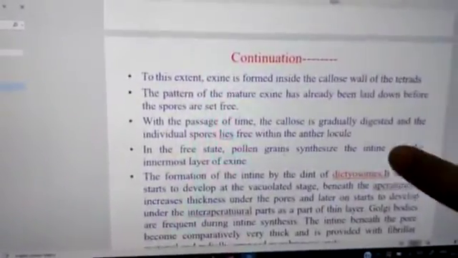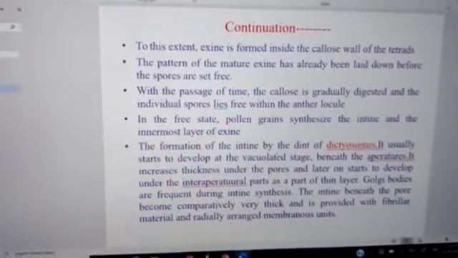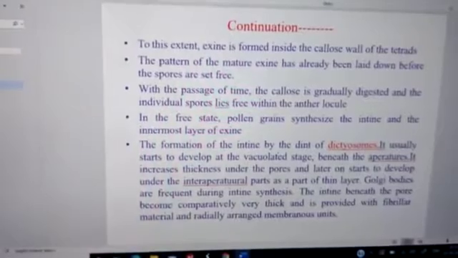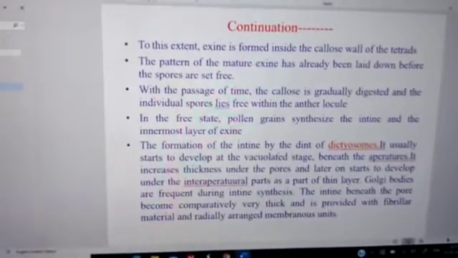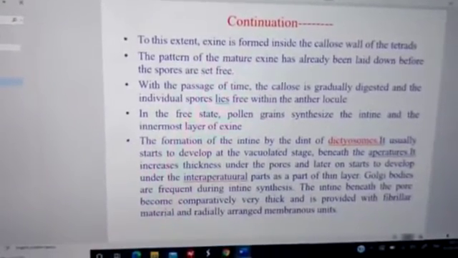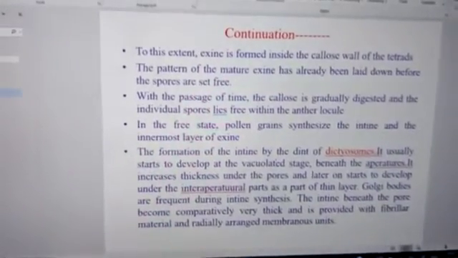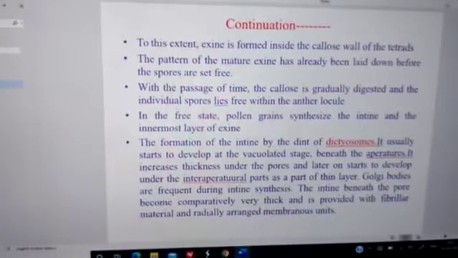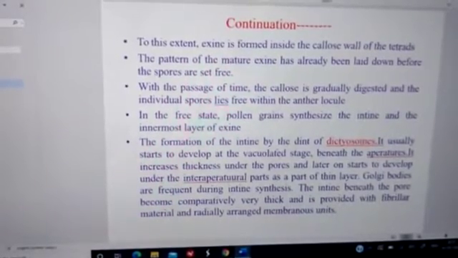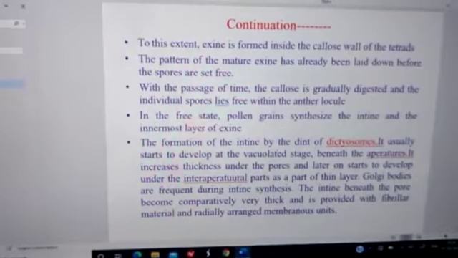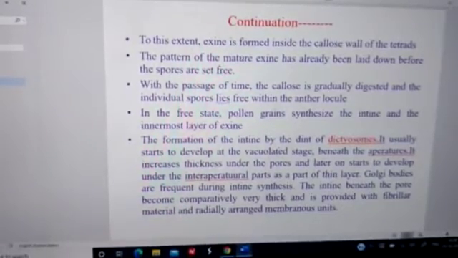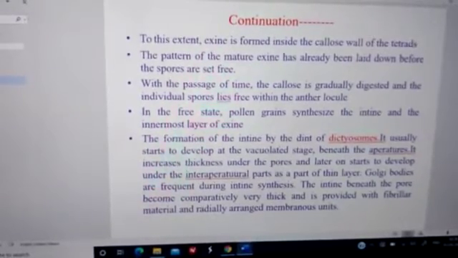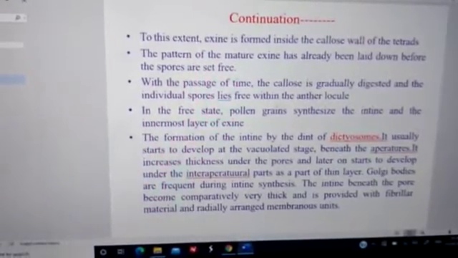To this extent, exine is formed inside the callosic wall of the tetrads. Even yet the microspores have not been liberated from the common tetrad wall, and the pattern of the mature exine has already been laid down before the spores are set free. And with the passage of time, the callose is gradually digested or degraded, and the individual spores lie free in the anther locule. They are set free from each other, and this occurs in all the pollen tetrads.